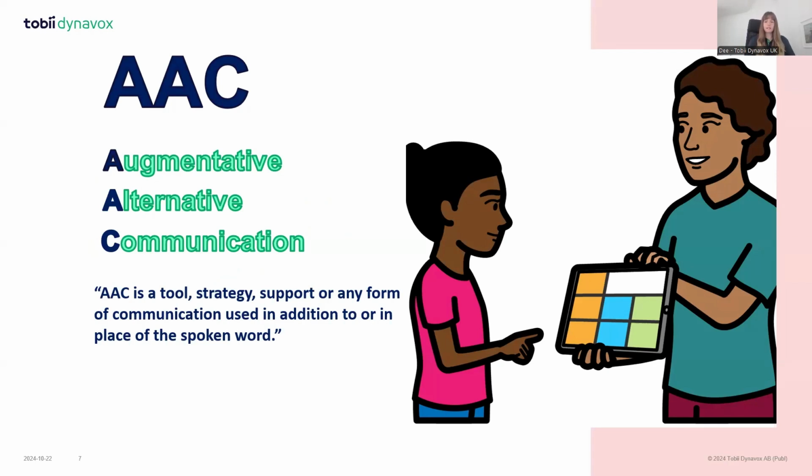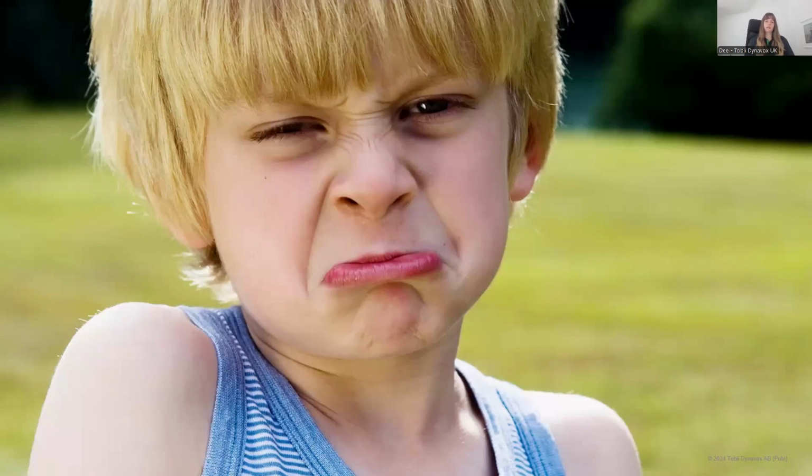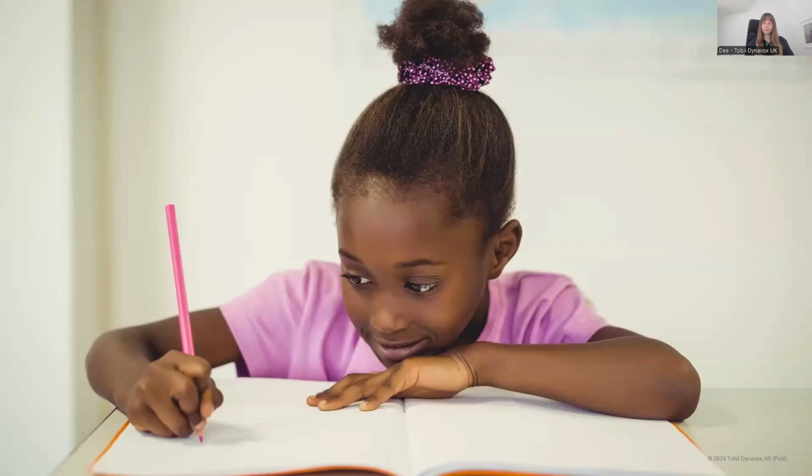But what does this actually look like? It can include using gestures, so that could be pointing, or a more formal gestures system like a sign language or Makaton. It could be using facial expressions to express feelings or thoughts about something. It's pretty clear in this picture what this boy here is feeling. It could also be writing, so that could either be writing letters, words, or sentences.